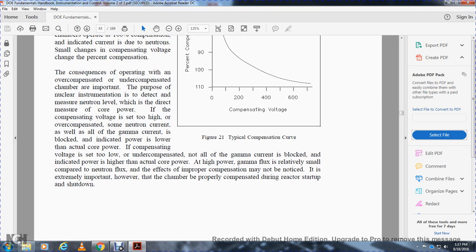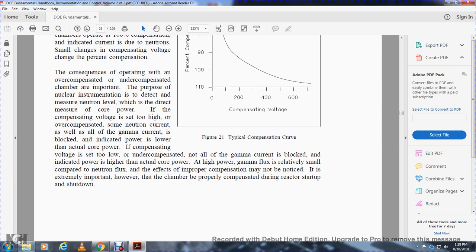Consequently, in operating with an overcompensated or uncompensated chamber, the purpose of the nuclear instrument detector is to measure the neutron level, which directly measures core power. If the compensating voltage is set too high, the chamber is overcompensated. If all of the gamma current is blocked, the indicated power is lower than the actual core power. With the compensating voltage too high, the chamber is uncompensated.